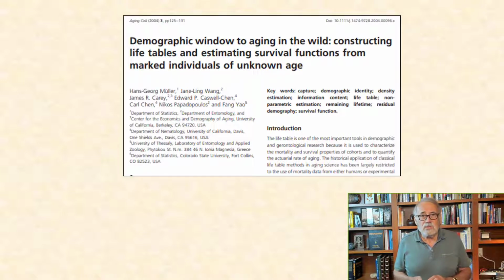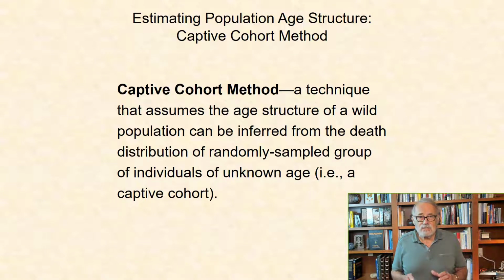The captive cohort method is a technique that my colleagues and I developed that assumes the age structure of a wild population can be inferred from the death distribution of a randomly sampled group of individuals of unknown age, that is to say, the captive cohort.